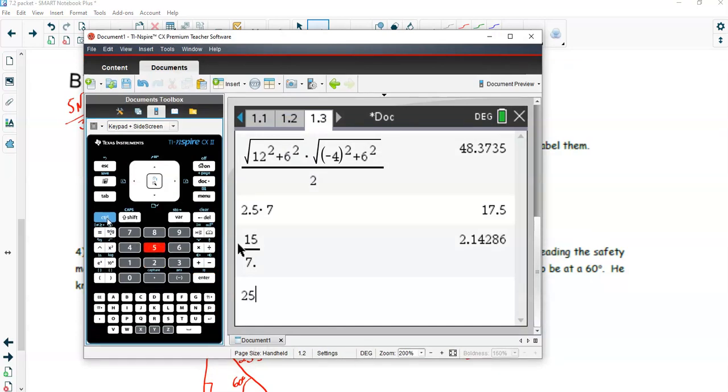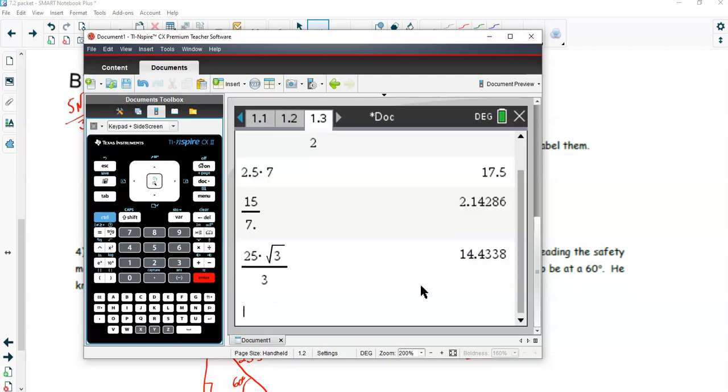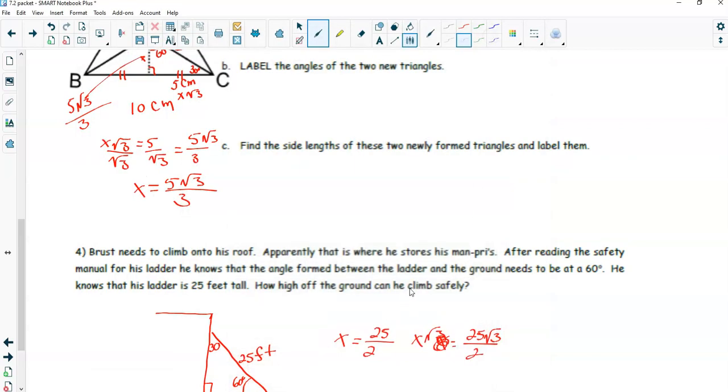25 halves square root of 3, what is that? 14.4 approximately, and that's feet. So how high off the ground can he climb safely? He can climb about 14.4 feet safely.